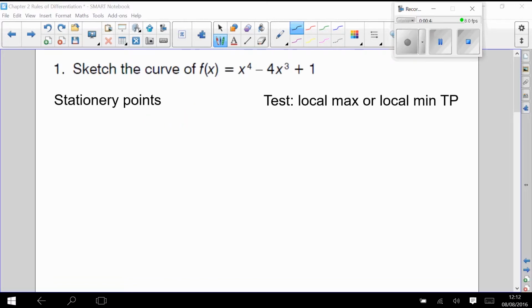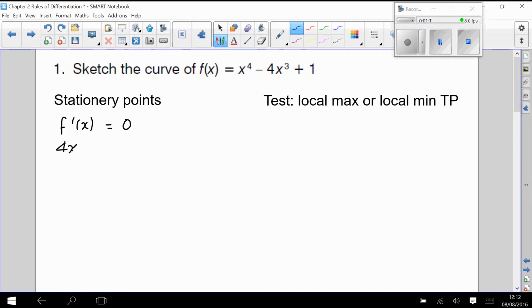In our first example, we've been asked to sketch this polynomial f of x, which is x to the 4 minus 4x cubed plus 1. We're going to start, and I tend to start this way every time, by finding the stationary points. The stationary points are when your derivative is equal to 0. In other words, I'm going to try and find out what is f prime x equals 0.